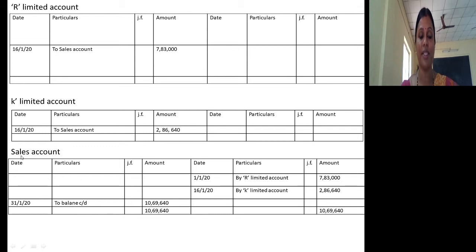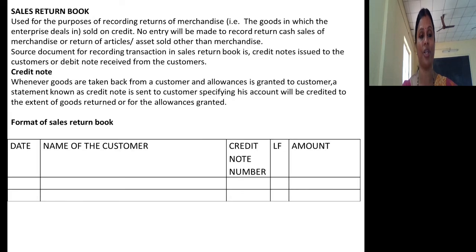As far as sales account is concerned, you know that as customers account is debited, sales account is credited. On credit side of sales account, you have to specify name of customers. Either you can specify individually or you can record at the end of the period as by sundries. This is how to post entries from sales book to concerned ledger account.